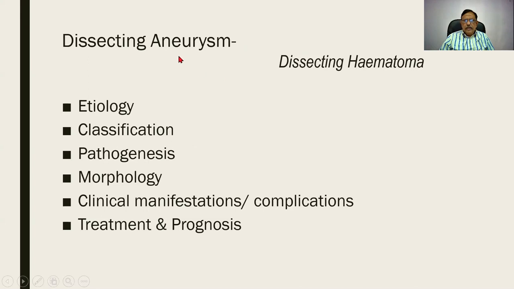The fourth type of aneurysm is the dissecting aneurysm. Robbins and other books say that dissecting aneurysm is a misnomer and it is better expressed as a dissecting hematoma. However, you find that the term dissecting aneurysm is still prevalent. We shall be seeing the etiology, classification, pathogenesis, morphology, clinical manifestations, and treatment. As I had mentioned earlier, think of the subheadings. The subheadings will take you to the answer.